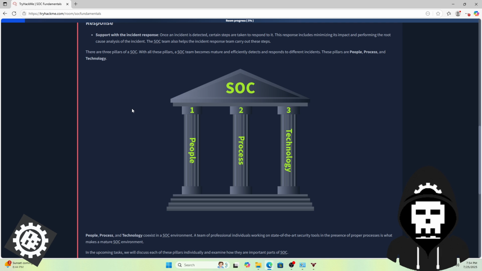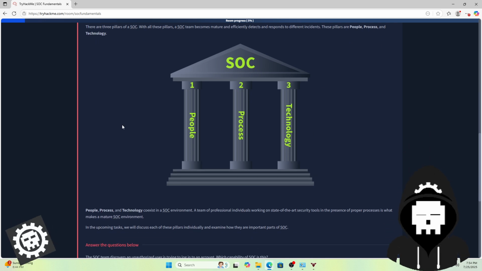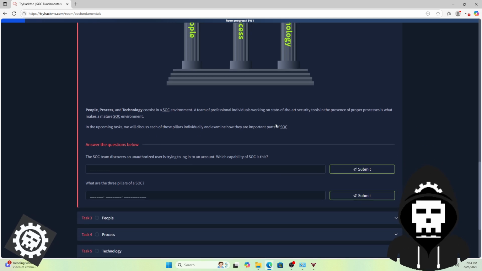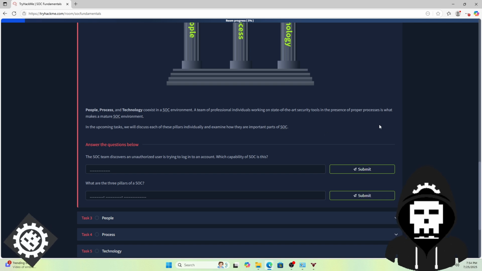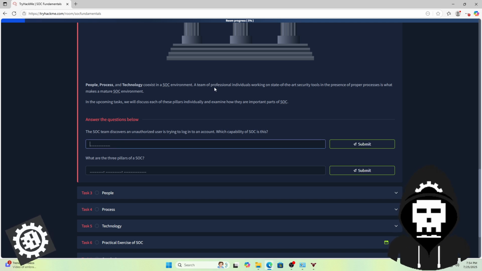So, those are the 3 pillars of SOC. With these pillars, a SOC team becomes mature and efficiently detects and responds to different incidents. These pillars are people, processes, and technologies. So, there's a little cool diagram. Hopefully you'll be able to remember it based on that. People, processes, and technologies coexist in a SOC environment. A team of professionals individually working on state-of-the-art security tools, and the presence of proper processes is what makes a mature SOC environment.